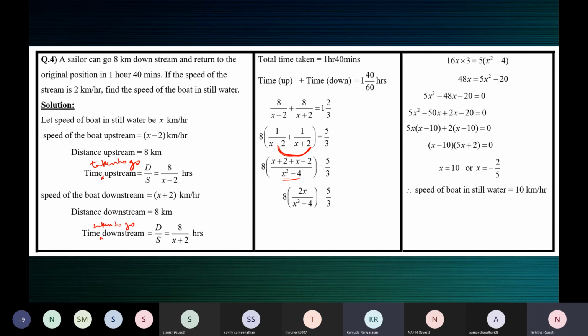a square minus b square. That's what you see here. x minus 2 into x plus 2 is LCM, which is a square minus b square, x square minus 4. Then write this here, x plus 2, x minus 2, is equal to 5 by 3. So here plus 2 minus 2 cancel, so you get 2x. 8 into 2x by x square minus 4 is equal to 5 by 3.